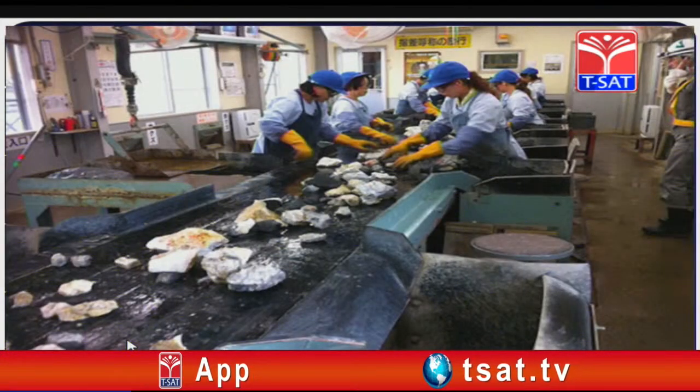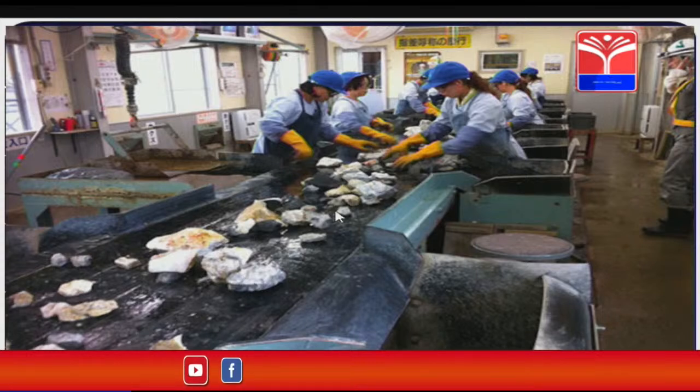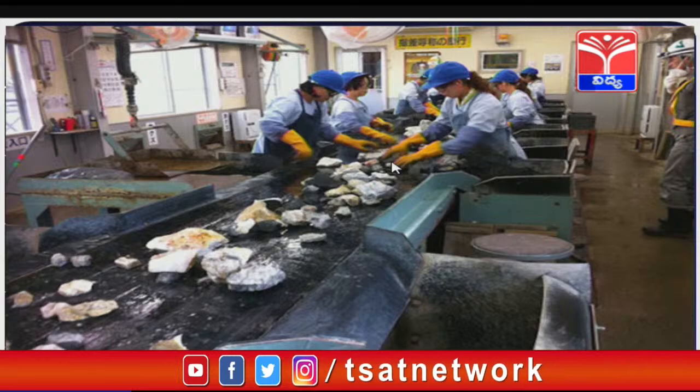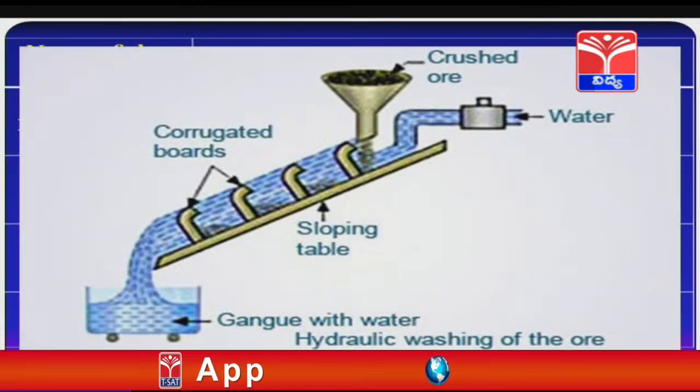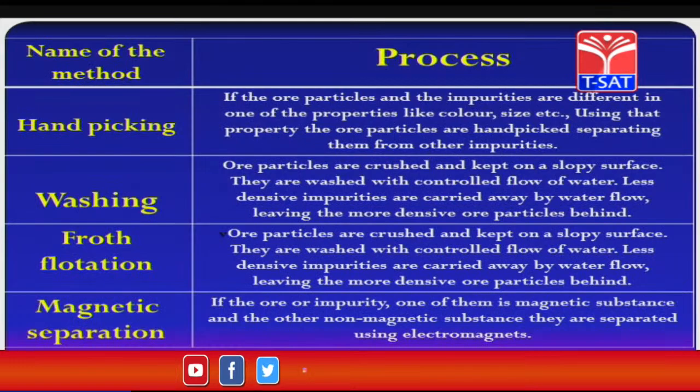Here you can see the ladies are picking the ore and they are separating the impurities from the ore. This is the first method, that is hand picking. Next, washing. In this way the ore is settled along the sloping table and a jet of water is allowed to pass. This is the way hydraulic washing of the ore takes place.